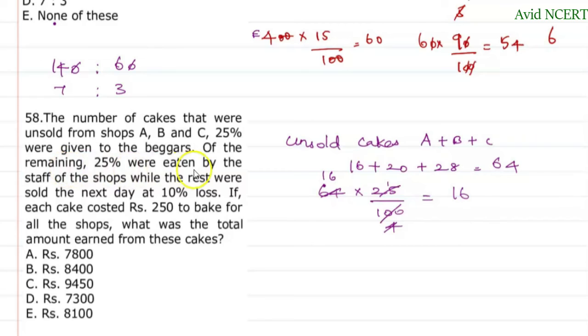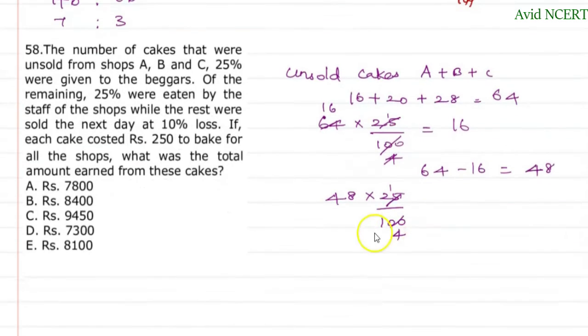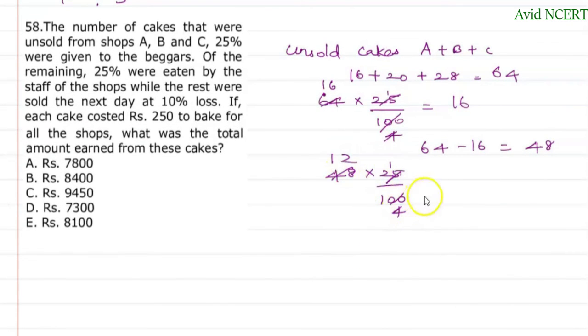Of the remaining, 25% were eaten by staff of the shops. So the remaining is 64 minus 16, that is, 64 cakes unsold and 16 given to beggars. So the remaining here is 48 cakes. 64 minus 16 equals 48. So out of this 48, 25% were eaten by the staff of the shops, which is 48 times 25 by 100. 1 times is 25, 4 times is 100. So 12 times is 48, which equals 12 cakes. So staff ate 12 cakes.